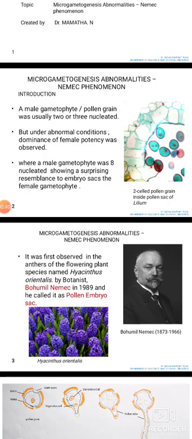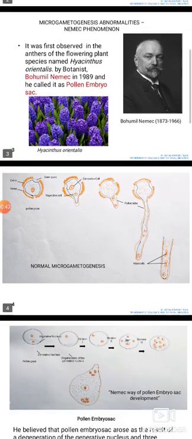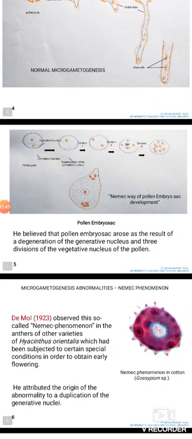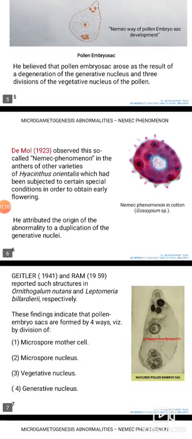1989, and he called it a pollen embryo sac. He believed that the pollen embryo sac arose as a result of degeneration of the generative nucleus and 3 divisions of the vegetative nucleus of the pollen. De Mol in 1923 observed this so-called Nemec phenomenon in anthers of other varieties of Hyacinthus orientalis, which had been subjected to certain special conditions in order to obtain early flowering. He attributed the origin of the abnormality to a duplication of the generative nucleus.